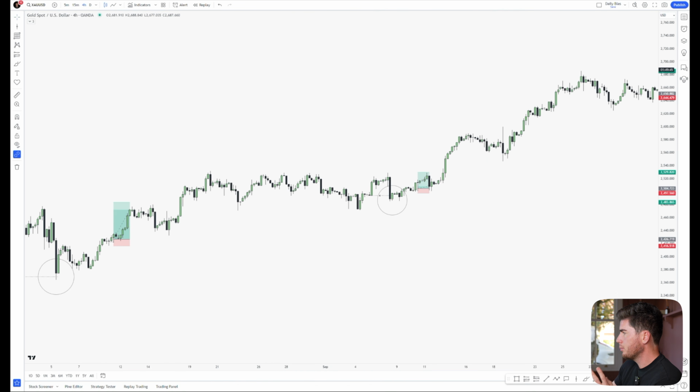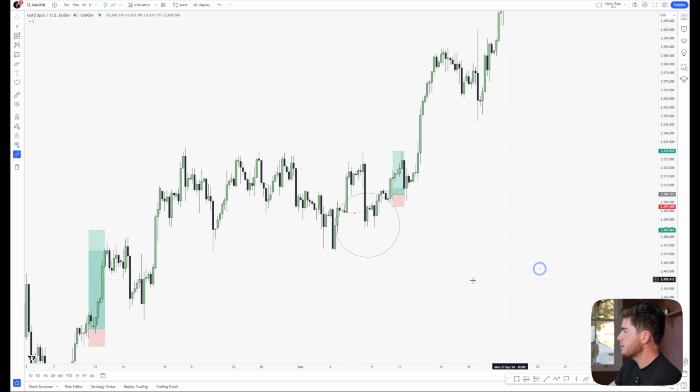The next example, and I'm going to show you 3 examples, we have the same thing. We have price print a new higher time frame high, pull back down into discount of the range, take 4-hour internal range liquidity, and then we get a bullish body retrace candle soon after that run on liquidity.